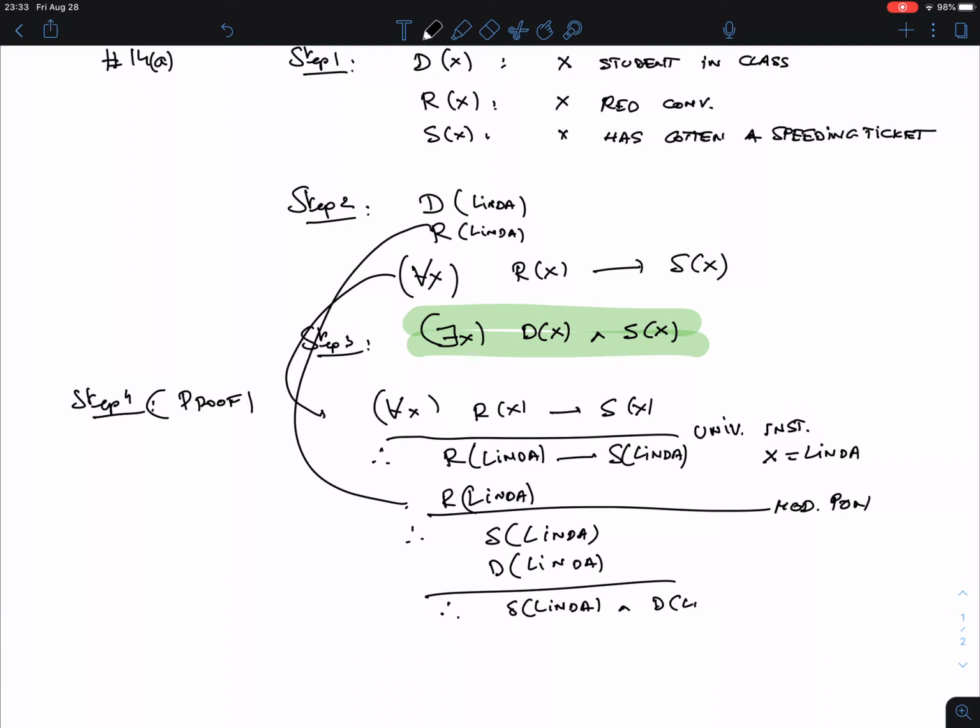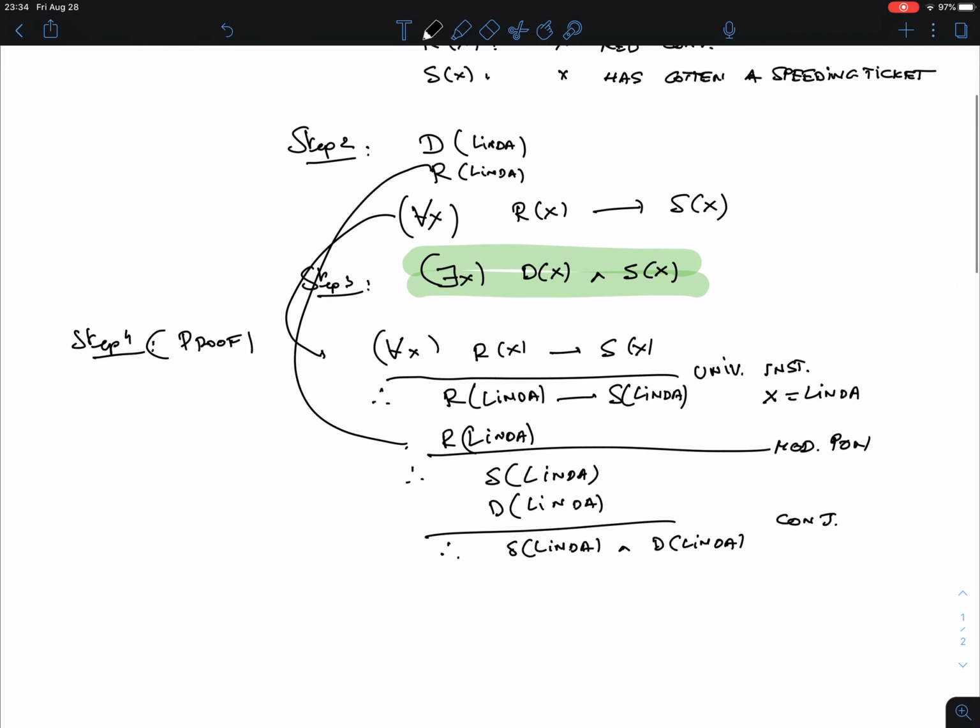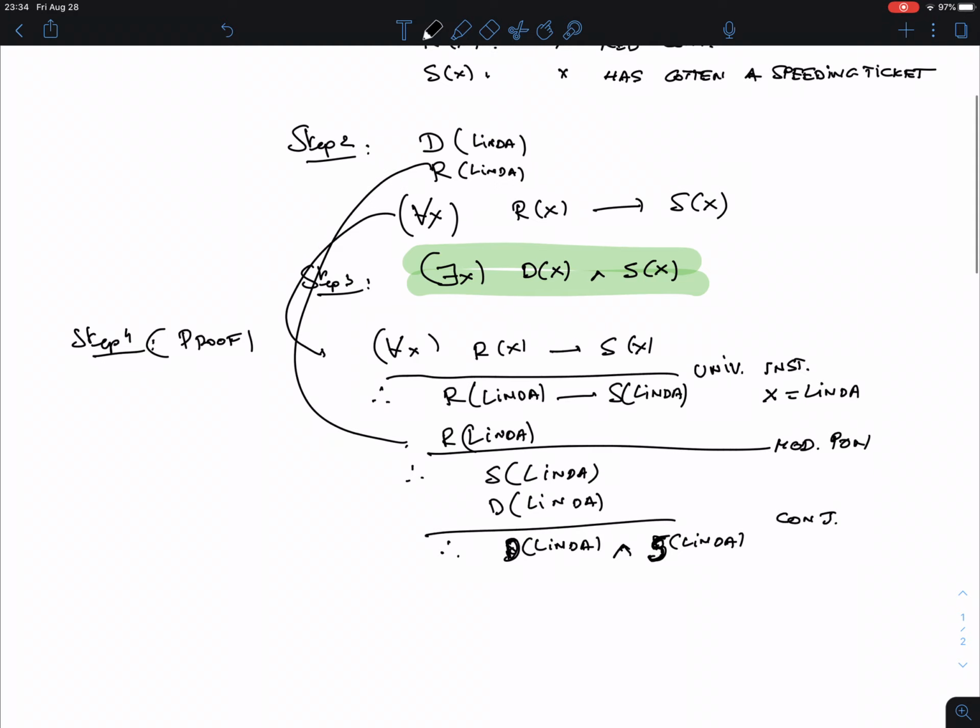And that is S Linda and D Linda. And this is what we call conjunction. If you have two true statements, we can make them into a single true statement by conjunction, by putting "and" in between. And then we are there, right? I did the kind of silly thing. I put them in the wrong order for what I want, so I'm going to put them in the right order so that it looks nicer. And that is okay, because we know that the order in which we take an "and" is not important.